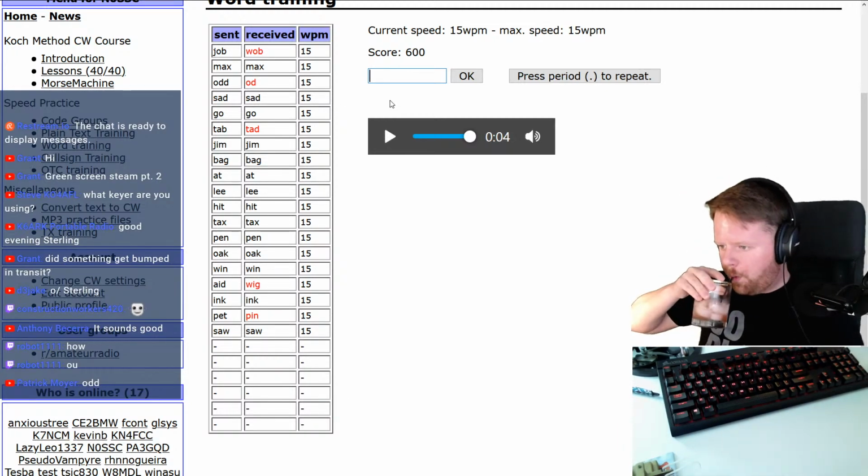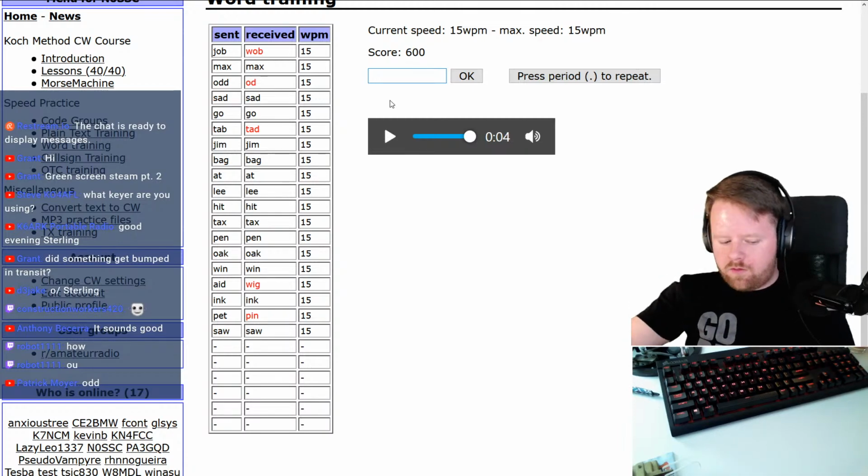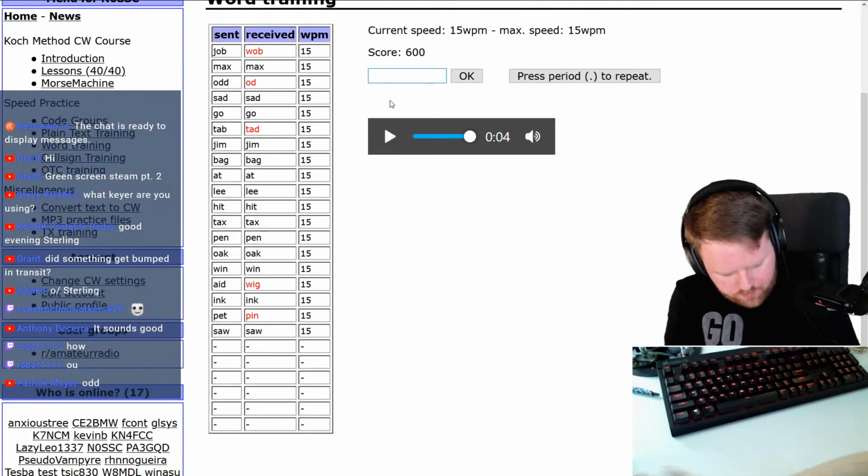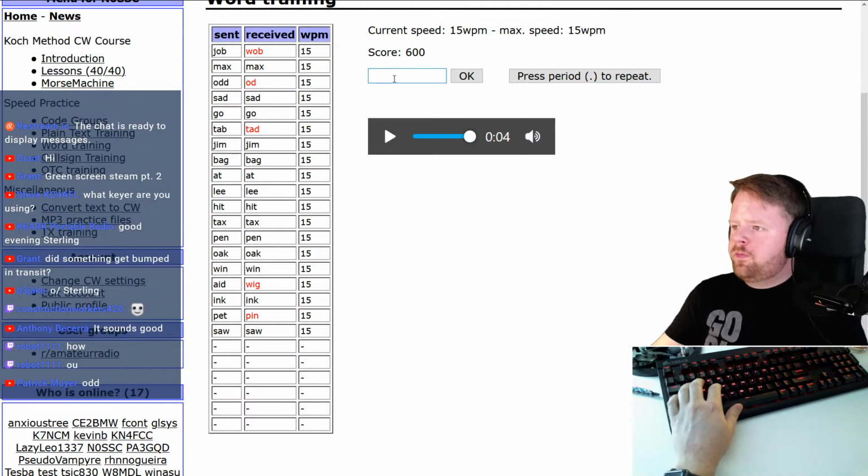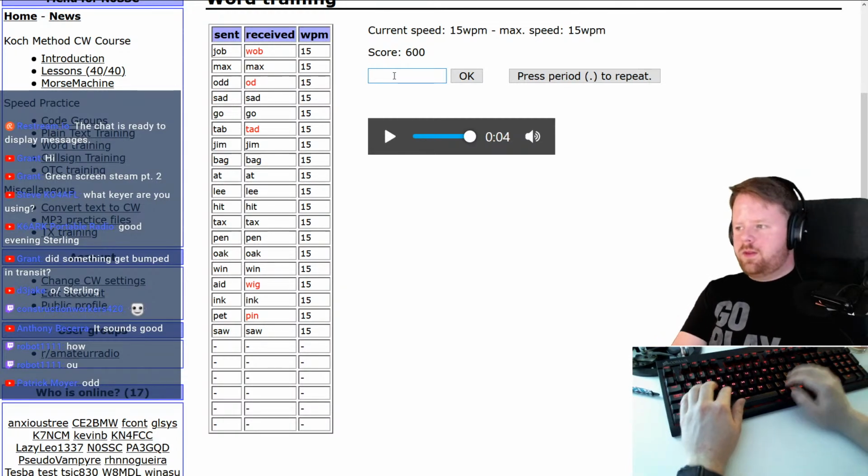As you get better and better, this comes with a lot of time and a lot of QSOs, or a lot of putting yourself through the paces on LCWO, like I'm trying to do.